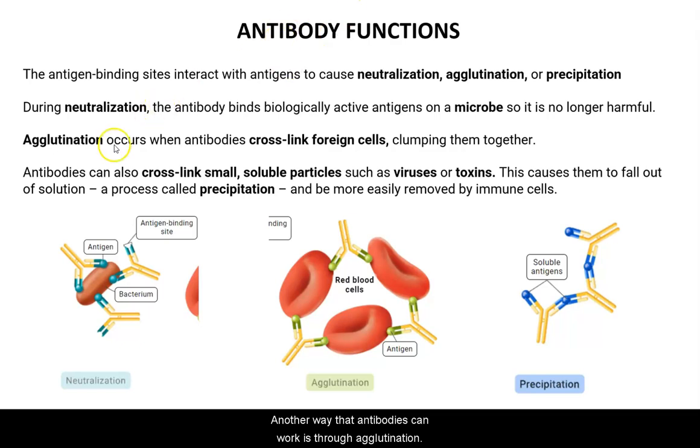Another way that antibodies can work is through agglutination. This is going to be the cross-linking of foreign cells. Okay, so this is going to cause them to clump together, and that's going to make it easier for our body to remove them. Antibodies can also cross-link smaller particles, such as viruses or toxins, and this is, again, going to cause them to fall out of solution or precipitate and be more easily removed by immune cells, and that is called precipitation.